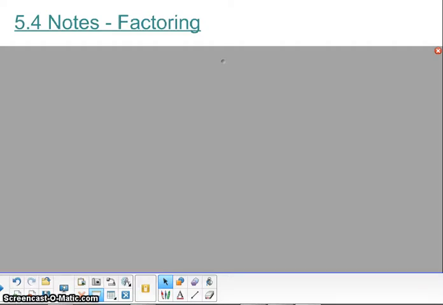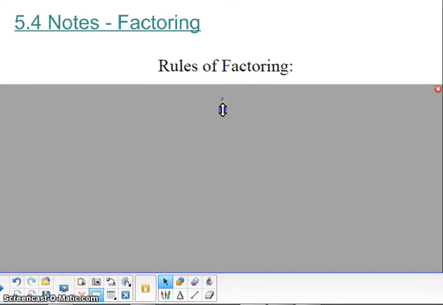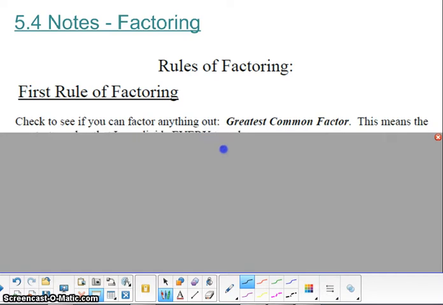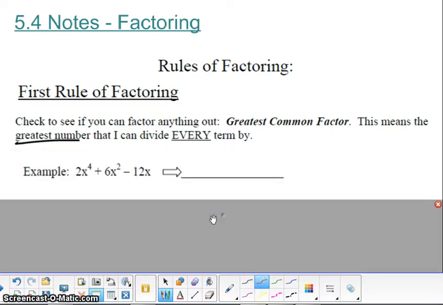And in the first part, I just want to talk about what the rules of factoring are. So when you look for rules of factoring, the very first thing that you are going to do is always check for the greatest common factor. So if you check to see if anything can factor, this means the greatest number that you can divide every term by.